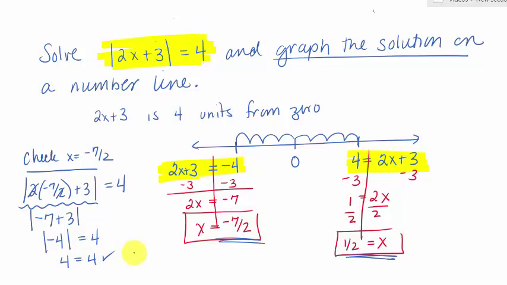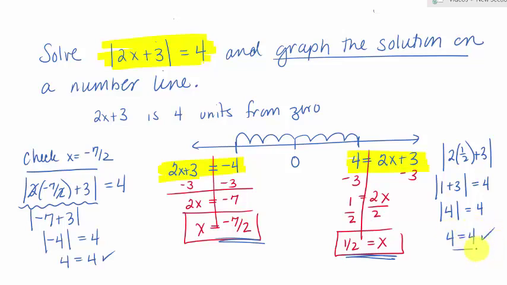We're also going to check our other solution over here. So again, we're going to take our absolute value, 2 times 1/2 plus 3, and make sure that that is equal to 4. I'm running out of space, so I'll just squeeze it in here. 2 times 1/2 is 1 plus 3. We've still got the absolute value. We're checking to see if that's equal to 4. The absolute value of 4 is 4 units away from 0, so 4 equals 4, and that checks out.